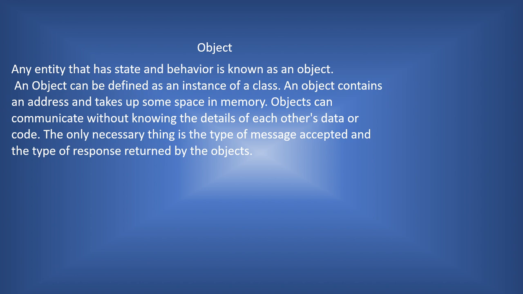Objects communicate without knowing the details of each other's data or code. The only necessary thing is the type of message accepted and the type of response that the objects return. That's about objects. So when asked what an object is: an object is an entity that has a state and a behavior, and it is defined as an instance of a class.